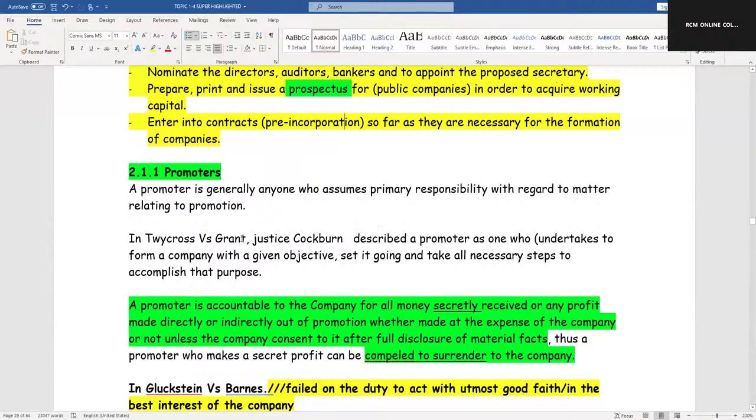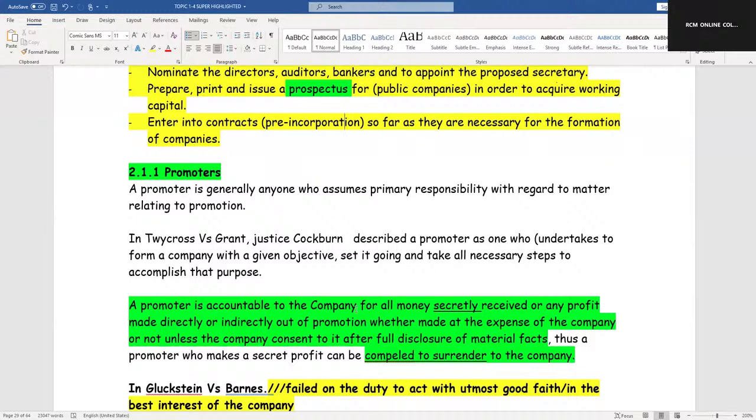According to the ruling in Cruz versus Grant, a promoter was described as a person who undertakes to form a company with a given objective, set it going, and take all necessary steps to ensure that it is accomplished for the company to come into existence. So the promoter, as I emphasize, has to always act with utmost good faith in the best interest of the company. If he has sold an asset to the company, he has to reveal any profit realized on that asset once the company has been formed.